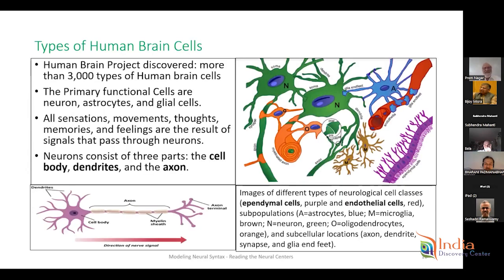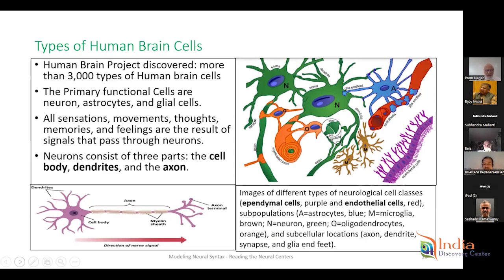So, the recent Human Brain Project, which was funded during Obama's presidency, discovered more than 3,000 types of human brain cells. The primary functional cells are neurons, astrocytes, and glial cells. All sensations, movements, thoughts, memories, and feelings are the result of the signals that pass through these neurons.